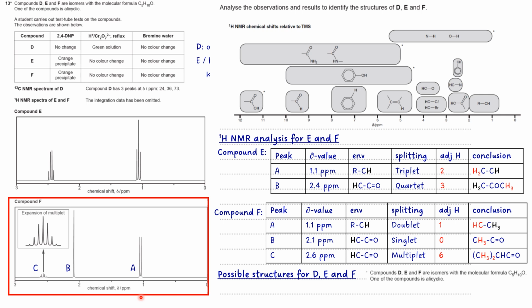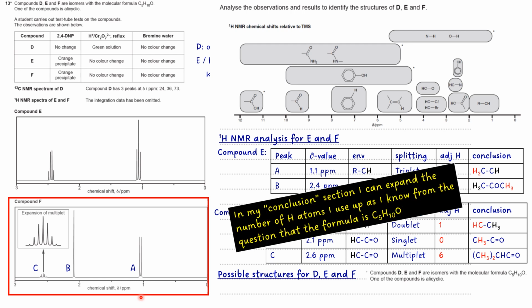Taking the structures now, compounds D, E, and F are isomers with the molecular formula C5H10O. So they all have that molecular formula. And one of the compounds is alicyclic, which has got a ring structure, but it's not aromatic. I mentioned a moment ago why I was starting to use so many hydrogens. I need to think about how I'm going to use up 10 hydrogens, because if you look here, you can see C5H10O. So that's where all these H2s and H3s came from. I need to be able to build up the number of hydrogens in my structure. So I have the freedom to do that with the molecular formula I'm provided with.